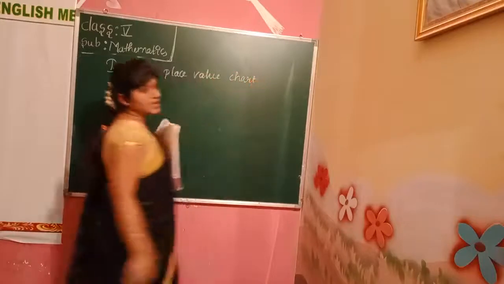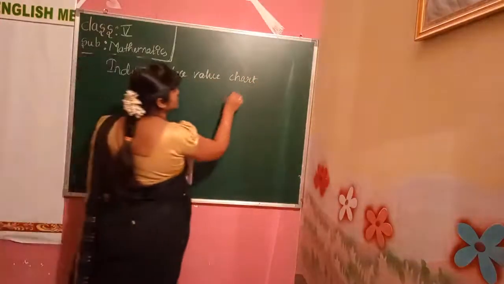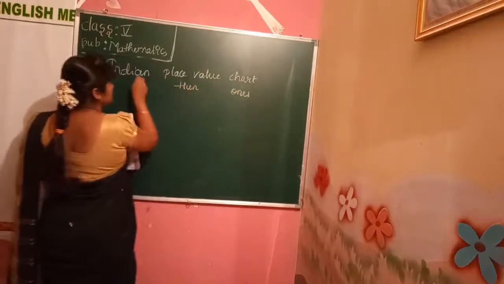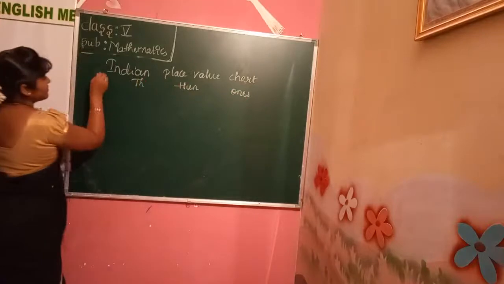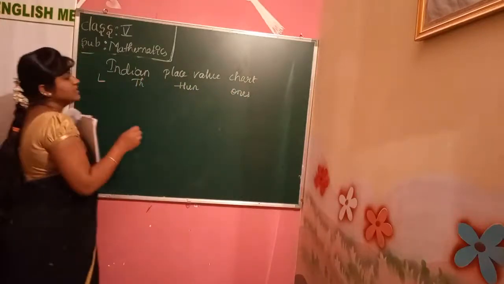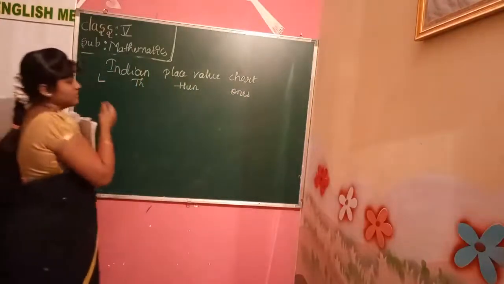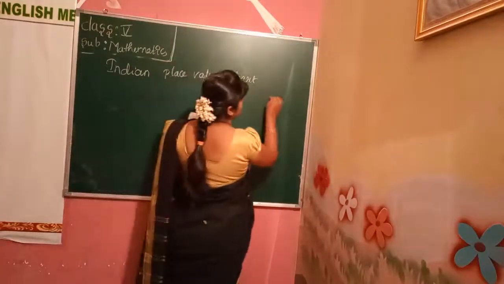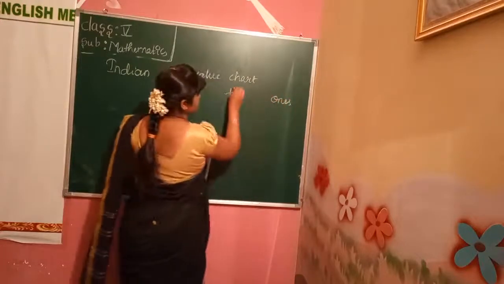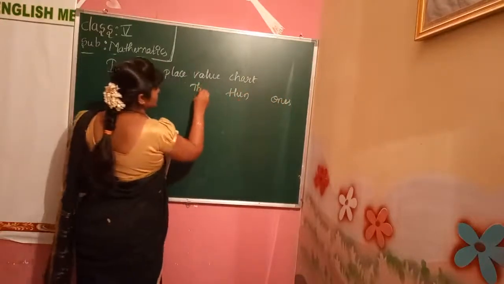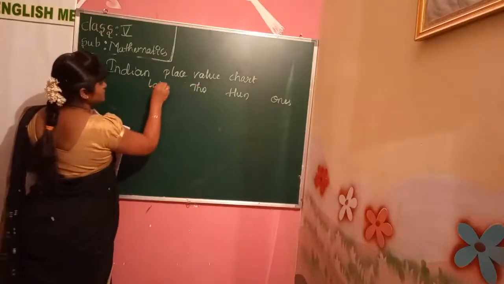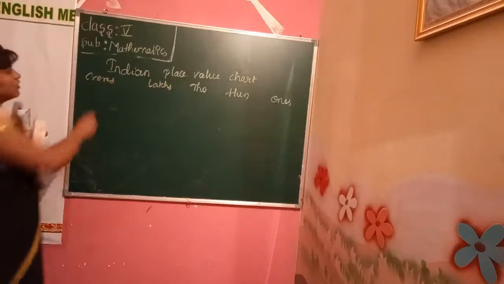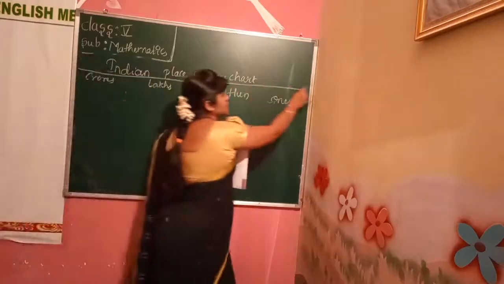Indian place value chart. First we have ones place, hundreds place, thousands place, lakhs place, and crores place. From here I will write ones place, hundreds place, thousands place, lakhs place, crores place. Yes, we have these many places in the Indian place value chart.